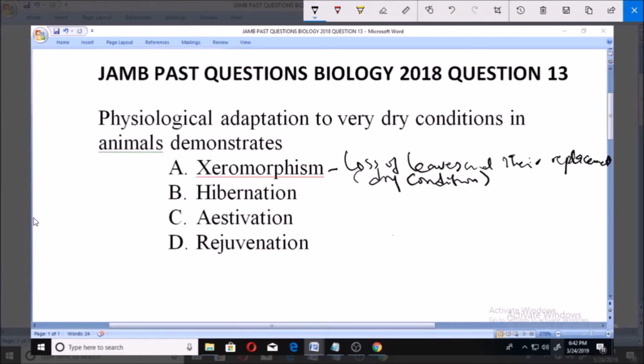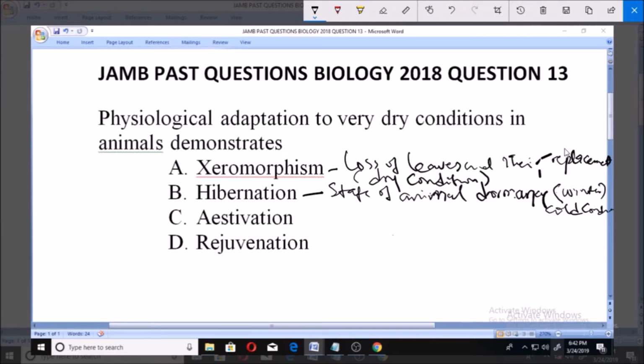Now we look at hibernation. Hibernation is actually dormancy of animals. This one has to do with animals. It's a state of animal dormancy taking place around the winter period due to coldness. When we say dormancy, we mean when normal activity is not happening inside the body. There is low metabolic activity inside the body of the organism. So it is a state of animal dormancy that happens mostly during winter, during cold conditions. So it's good we take note when this happens.